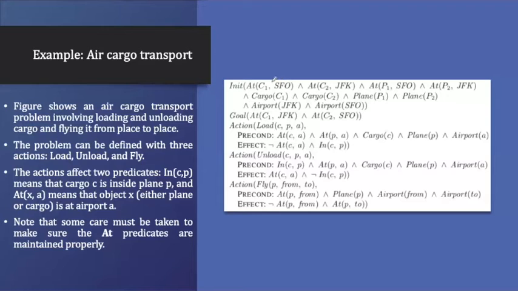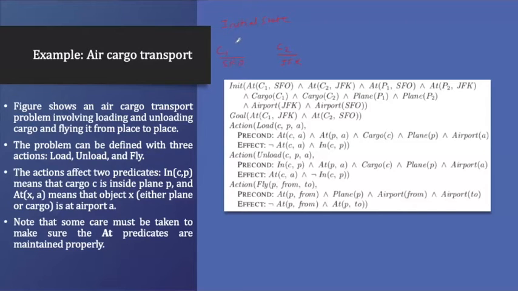So what is my initial condition? I'll write here. Or the initial state, not the initial condition, initial state. What is my initial state? My initial state says that there are two airports. One airport is called San Francisco Airport. Another airport is called JF Kennedy Airport. So in San Francisco Airport, my cargo is there, which is C1. In JFK Airport, my cargo is there, which is called C2.